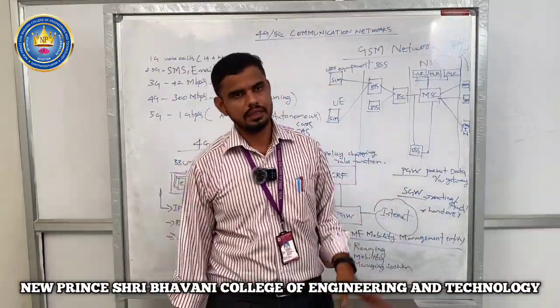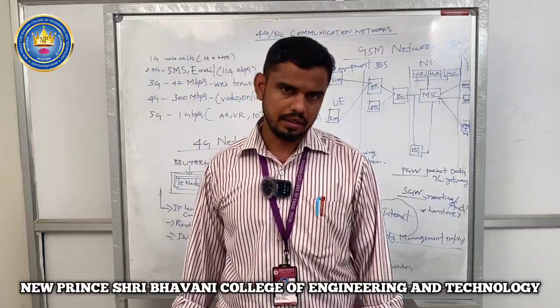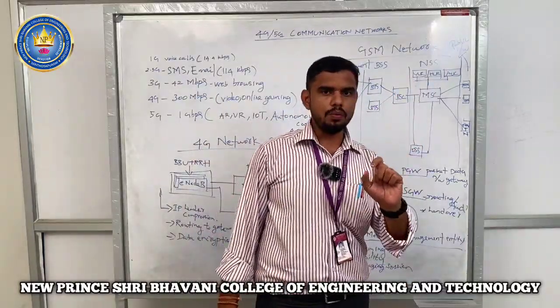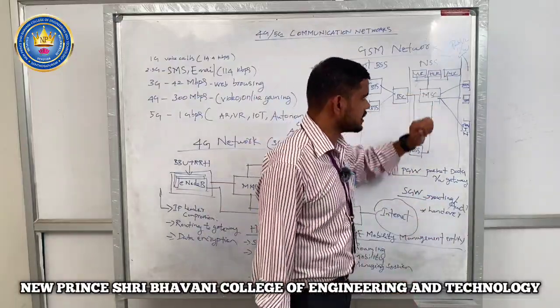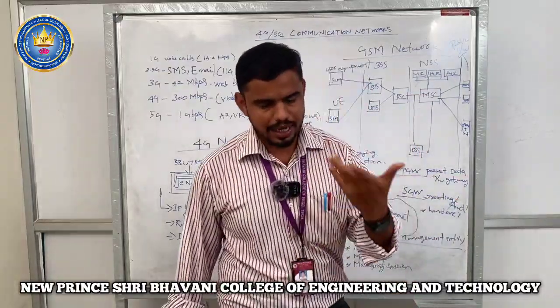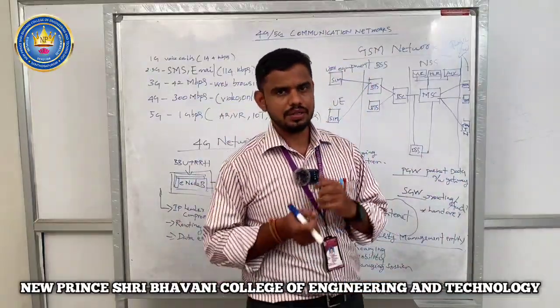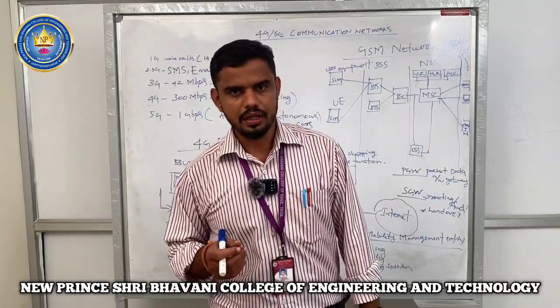And what is VLR? VLR is the visitor location register. And what is HLR? HLR is the home location register. And what is authentication? This is for authentication purposes. In a network, security is very important. Security plays a vital role, and for that we have authentication.